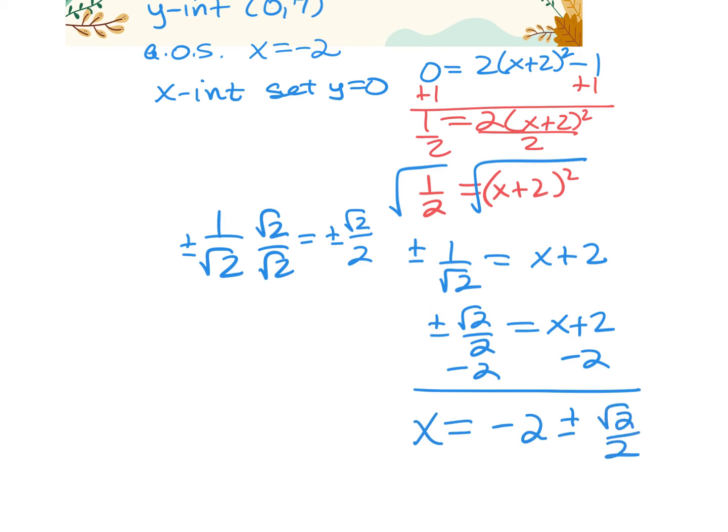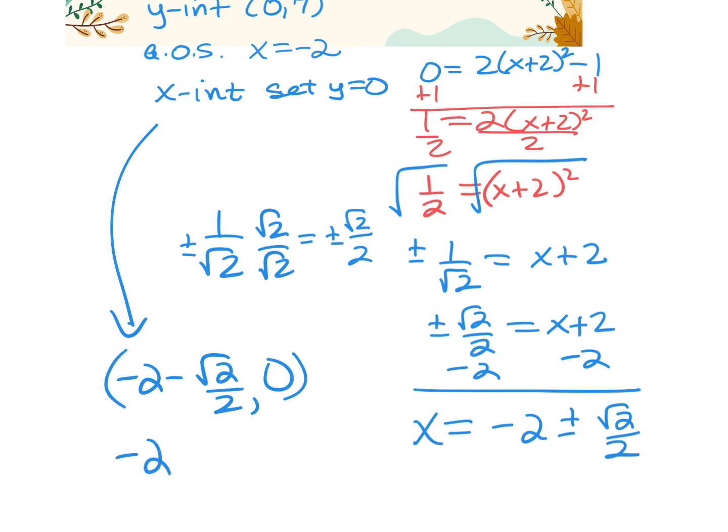So as coordinates, it'll be (-2 minus square root 2 over 2, 0) and (-2 plus square root 2 over 2, 0). Now, you're not going to have to graph the x-intercepts, but you will have to list them on the line. So now let's go ahead and graph.